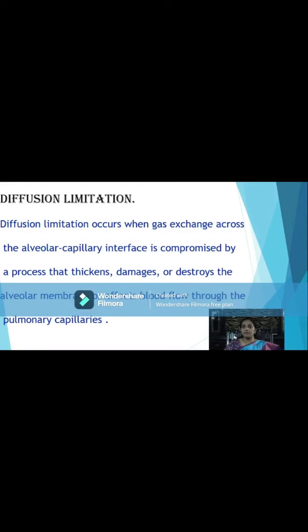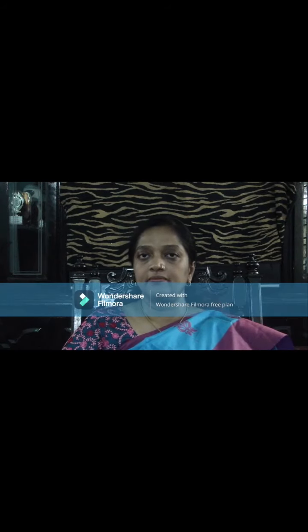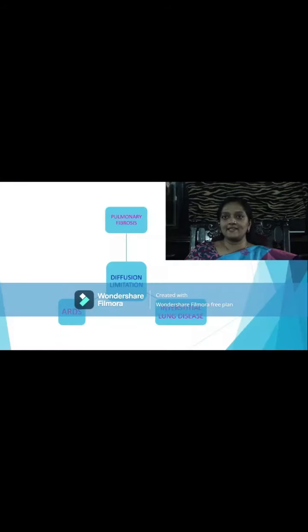Third mechanism is diffusion limitation. Diffusion limitation occurs when gas exchange across the alveolar capillary interface is compromised by a process that thickens, damages, or destroys the alveolar membrane or affects blood flow through the pulmonary capillaries. Diffusion limitation is worsened by disease states affecting the pulmonary vascular bed, such as severe COPD. Some diseases like pulmonary fibrosis, interstitial lung disease, and ARDS cause the alveolar capillary interface to become thicker, which slows gas transport.